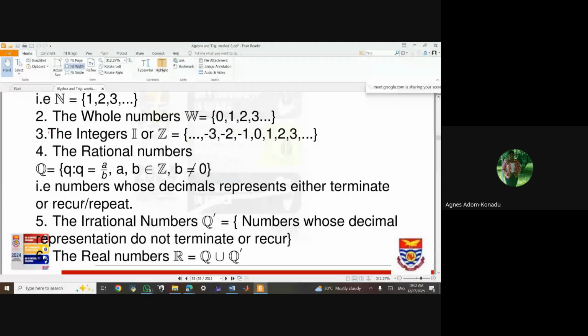They either terminate, they recur, or they repeat. Then we have the irrational numbers. These are numbers whose decimal representations do not terminate or recur.